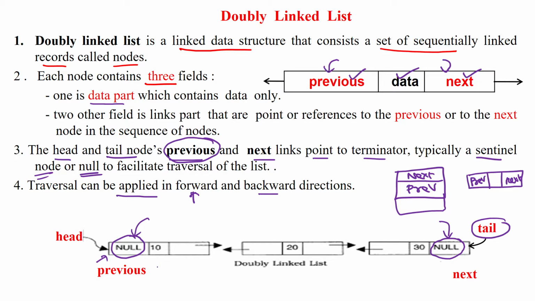Suppose we are moving from head to 20, we can move forward by using the next field. At the same time, if we are in the last node and want to move backward, I can use the previous field to move backward in the doubly linked list. This is one of the main advantages of the doubly linked list.